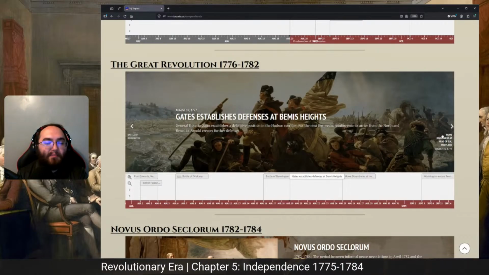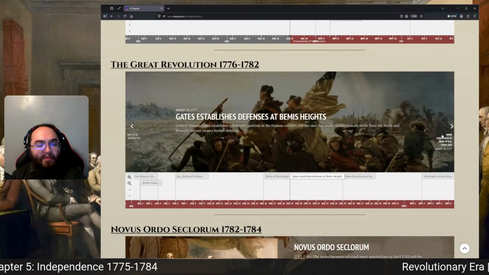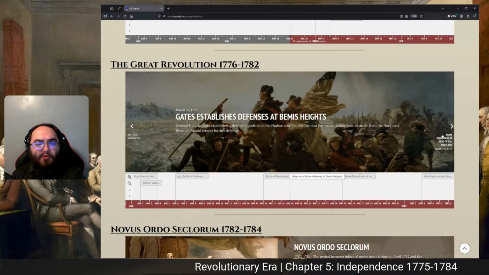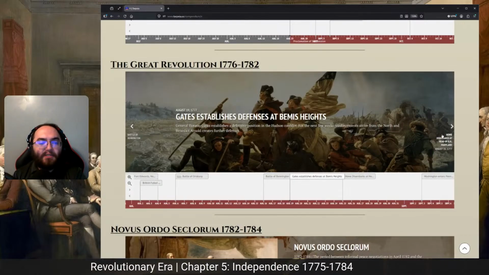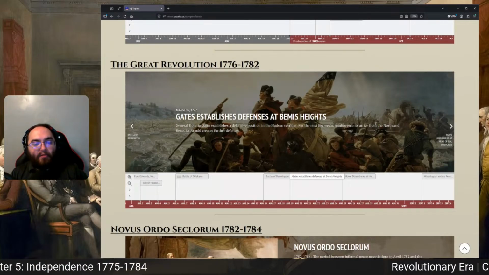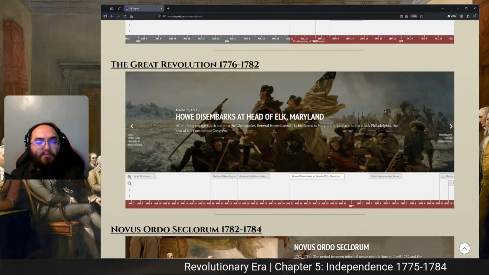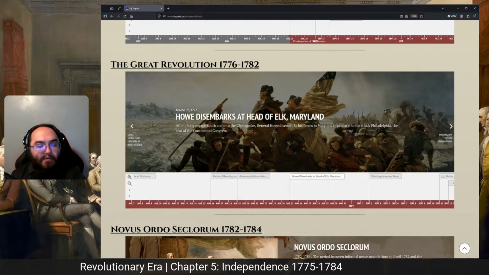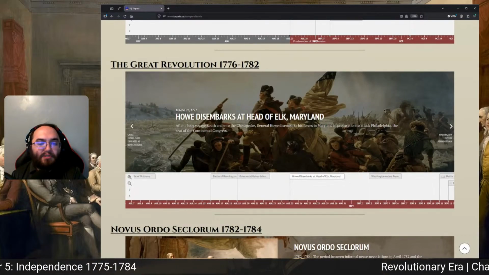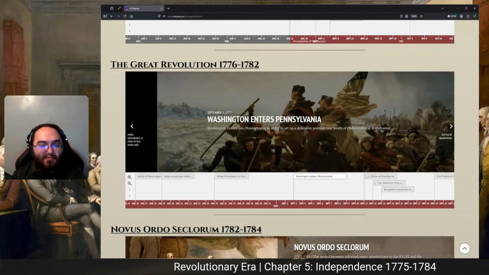And so Gates will establish defenses at Bemis Heights. This is General Horatio Gates, and this is in the Hudson Corridor. And for the next few weeks, reinforcements arrive from the north, and Benedict Arnold creates further defenses. So Gates and Benedict Arnold are the main American generals fighting Burgoyne in the north. Howe disembarks at Head of Elk, Maryland, after a long voyage south and into the Chesapeake. General Howe disembarks his forces in Maryland in preparation to attack Philadelphia, the seat of the Continental Congress.